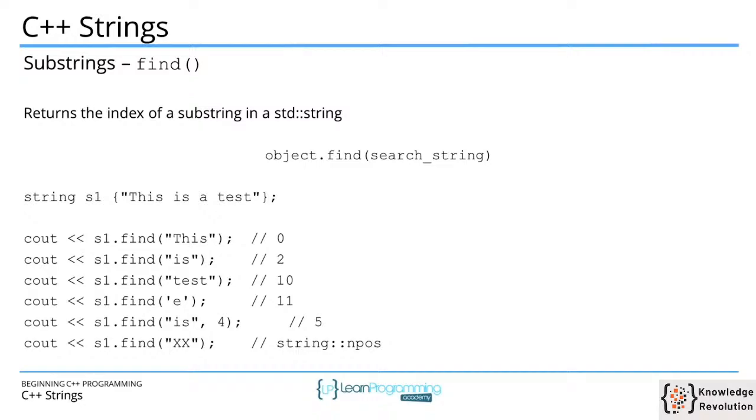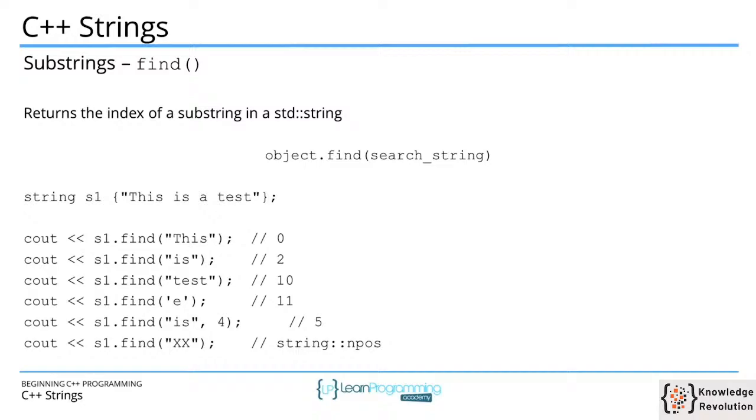In this case, I want to find the "is" substring again, but I want to start at index 4, so this time it finds the "is" that's located at index 5. Finally, what happens if the string or character we want to find just isn't there? Well, in this case, the method returns npos, which means no position information available. You can check for this value in an if statement, and if true, you know what you were searching for wasn't there. Very easy, very powerful.